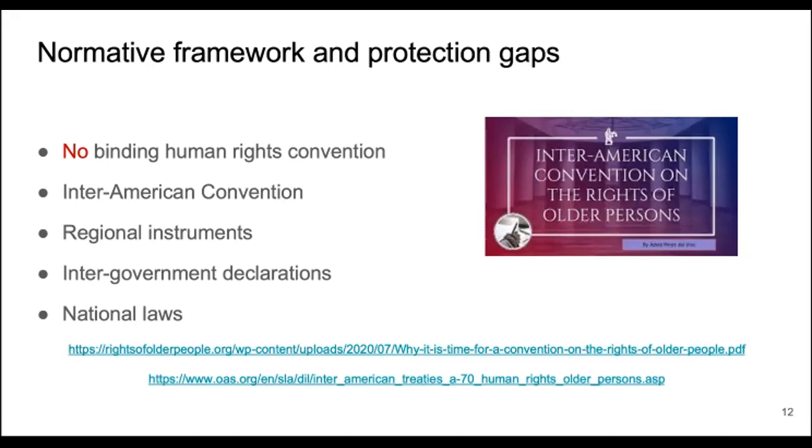There are multiple intergovernmental declarations, such as the Madrid Declaration and various regional instruments, but the work now is to begin drafting and secure ratification of a Convention on the Rights of Older Persons, which will include the right to palliative care as part of the right to the highest attainable standard of health.